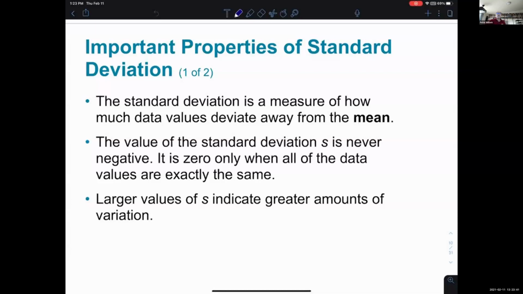So that's an important concept to understand about the standard deviation number itself. Larger values of S indicate greater amounts of variation. So it's a measurement of variation. The more data is spread, the bigger the number. The less data is spread, the smaller the number.